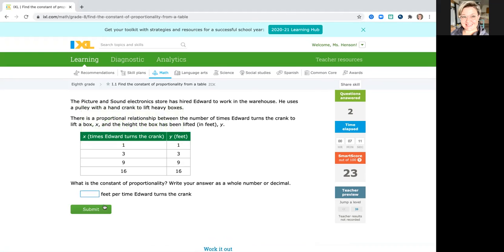I want you to carry on doing this with this section, and when you're done, come back to the video. So pause the video now, finish I1, and then come back and we will work through the next section, I2.